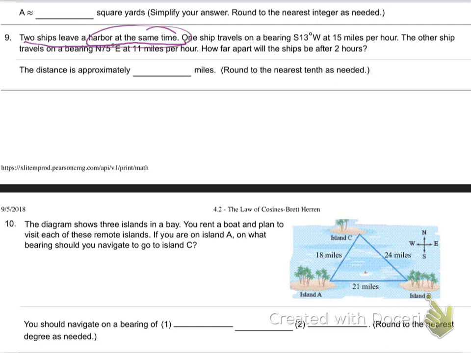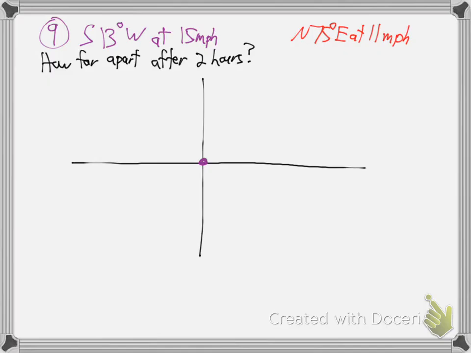Yeah, so they're starting at the same harbor, leaving at the same time. So I'm going to start them both at the origin. I'm making up the axis system for my convenience. I'll start them right at the origin.